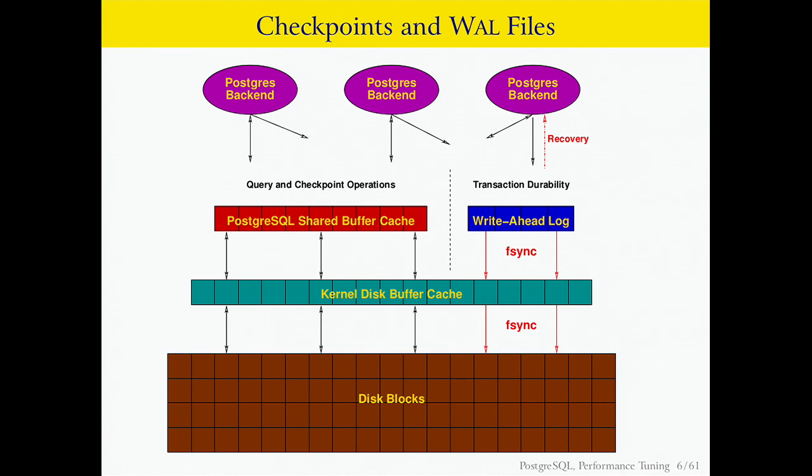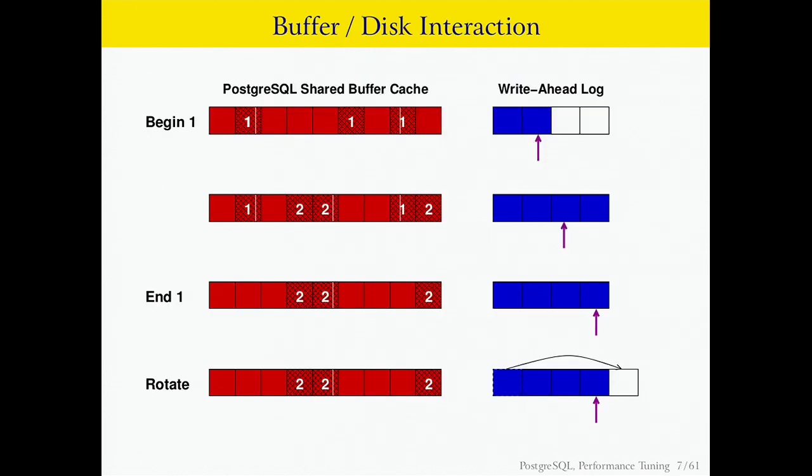A checkpoint effectively goes into the shared buffer cache. It finds all of the dirty pages, and it flushes them down to durable storage. Once the dirty pages have been flushed down to durable storage, we don't need the write-ahead log anymore, and we can basically recycle the write-ahead log. And this is an example of that.